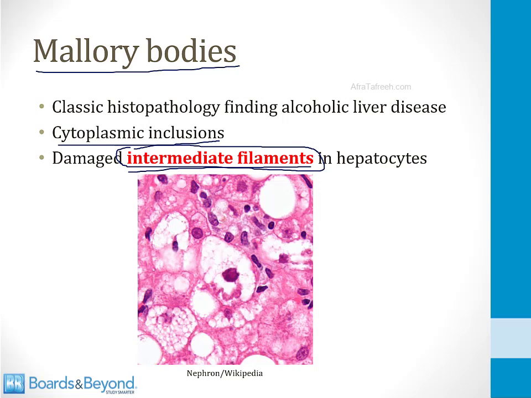that lead to the formation of Mallory bodies. If you look at this slide on the screen here, you can see this pink twisty structure that looks like rope inside the cytoplasm of a hepatocyte. That is a Mallory body, the classic finding in alcoholic liver disease.